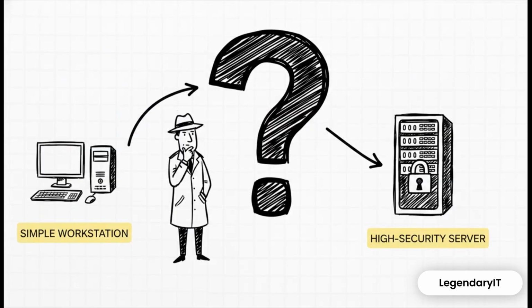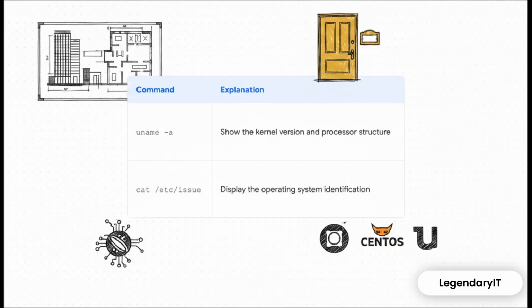All right, so we know who we are. Now, where exactly are we? Is this a super high security server that's locked down tight, or is it just a simple workstation? Understanding the machine itself is like a detective getting a feel for the building where the whole mystery is unfolding. We've got two main tools for this. Our first one is uname -a. You can think of this as checking the building's original blueprints.